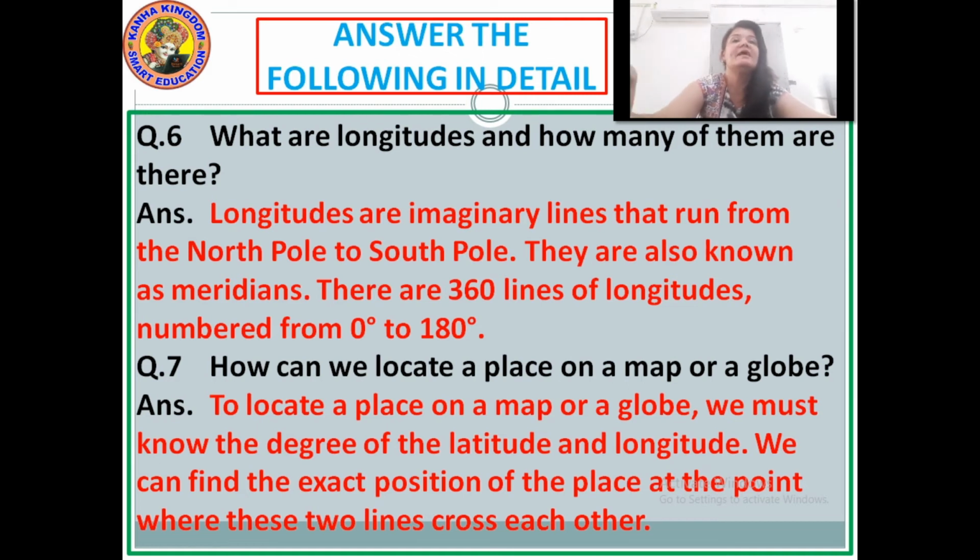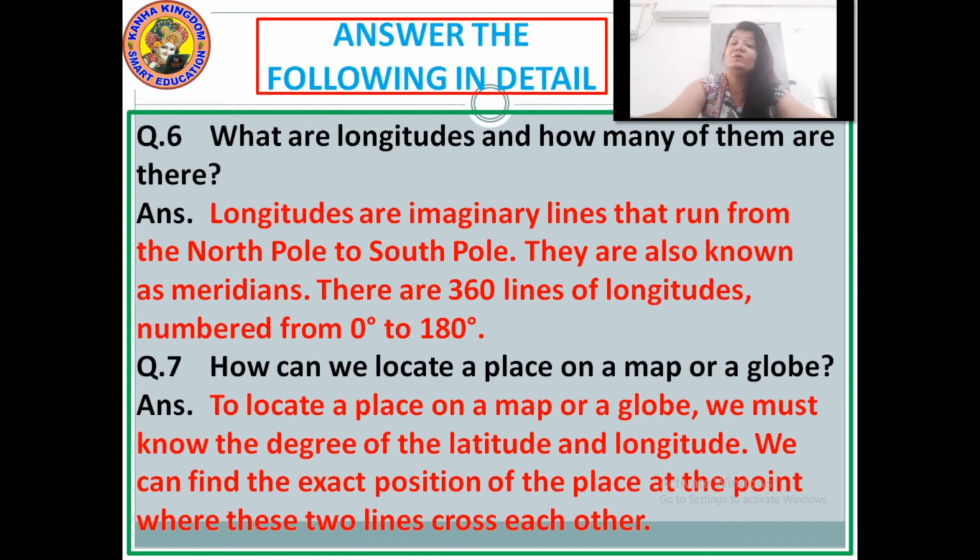There are 360 lines of longitude, numbered from 0 degree to 180 degrees. How are they numbered? In the eastern hemisphere it is 0 to 180, and in the western hemisphere it is 0 to 180 degrees. So 180 plus 180 is 360.